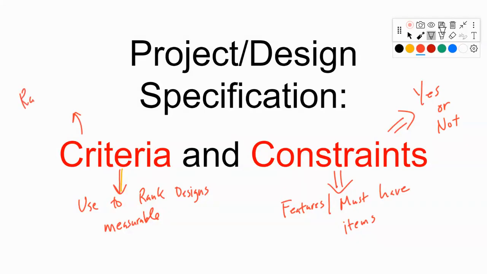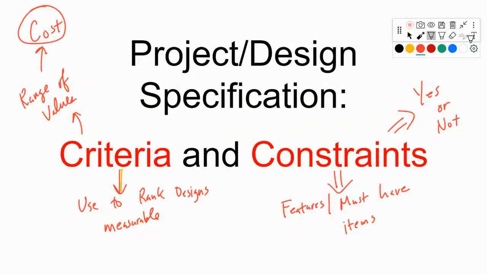Criteria typically have a range of values. A classic criteria would be the cost. The cost of a final design is going to be a criteria. Another design that solves the problem may cost less, and in some ways, it could be a better solution, right?